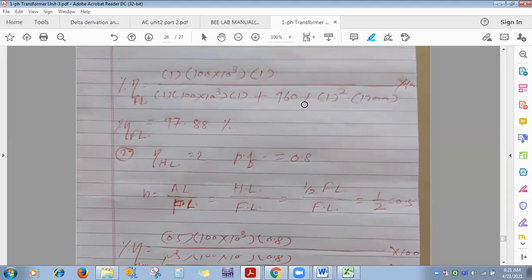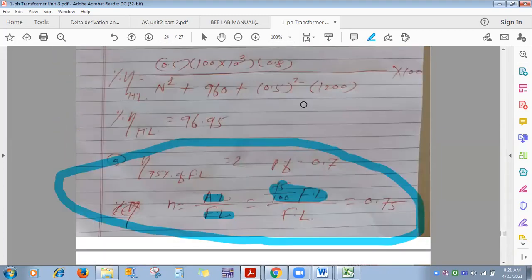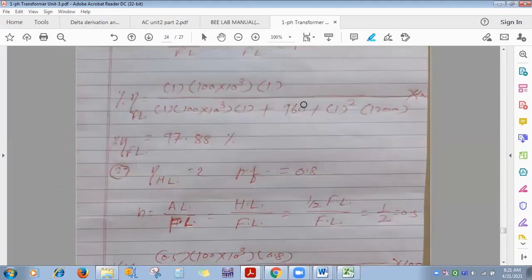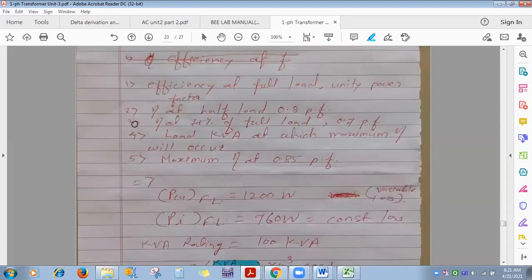Next one, you have been asked next. So efficiency at any load, now all of you can calculate using this formula. Only in the formula you have to put the value. This part is done. Fourth one, see.